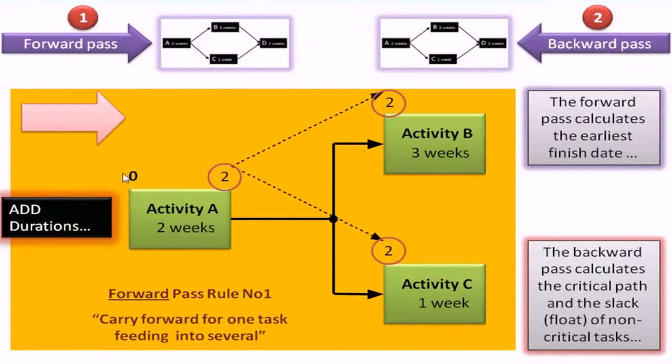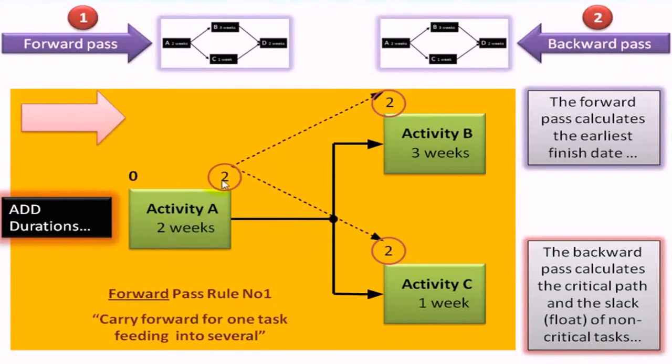First thing we always do is to start with a 0 for the first activity or task. And what we have to do is to add the duration, so 0 plus 2 gives you 2. Now we need to use our first rule, which is carry forward for one task feeding into several.